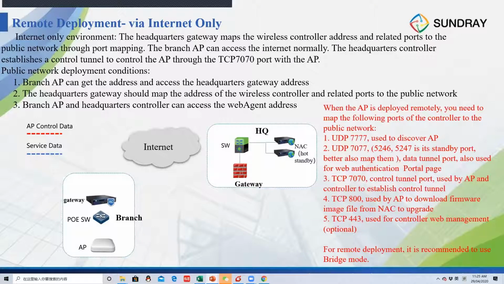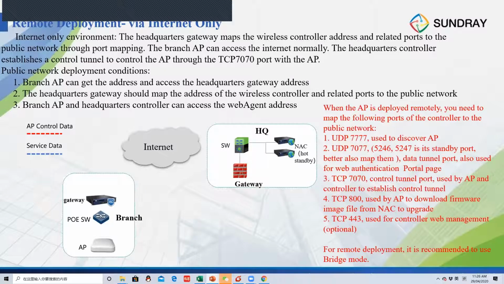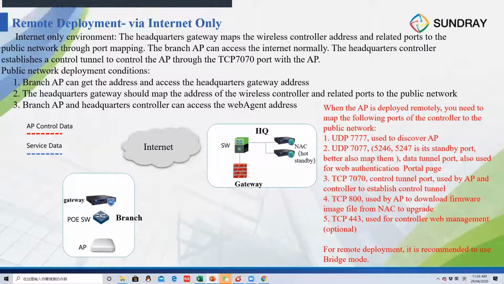In the port mapping, we need to map UDP 7077, and another two ports, 5246 and 5247. These are standby for those ports. You can do the port mapping for this one. If UDP 7077 is blocked, the other two ports will work. If you just do UDP 7077, it's also okay, no problem.